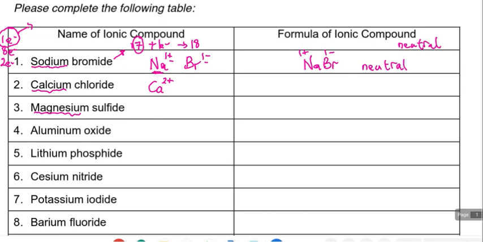Chlorine is on the far side of the periodic table. It's in the same family as Br. So everything in that family, when it forms an ion, has a -1 charge.